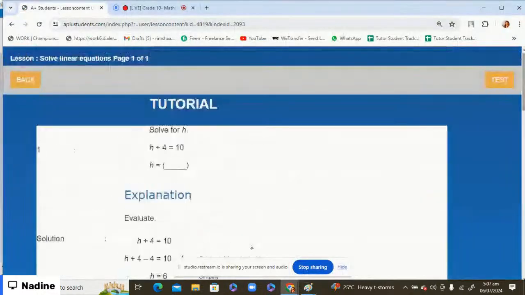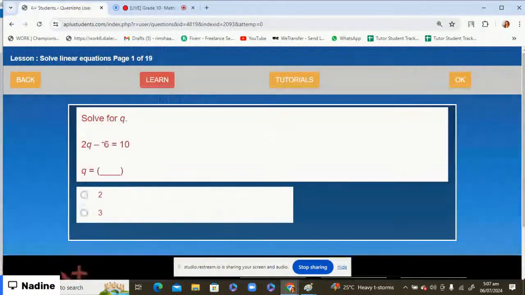Now let's do some test questions. Solve for q. 2q minus 6 equals 10.